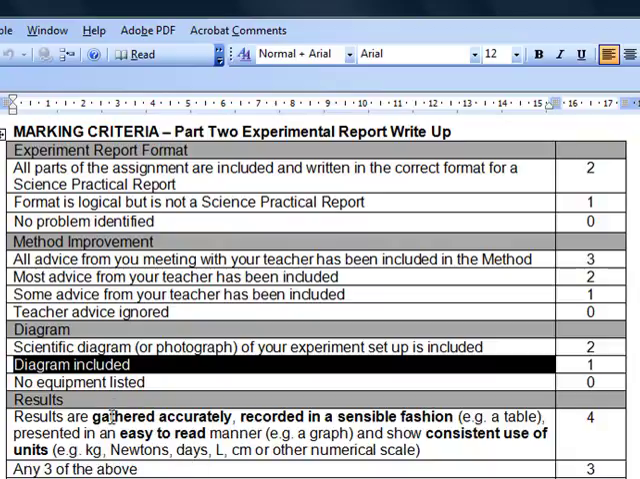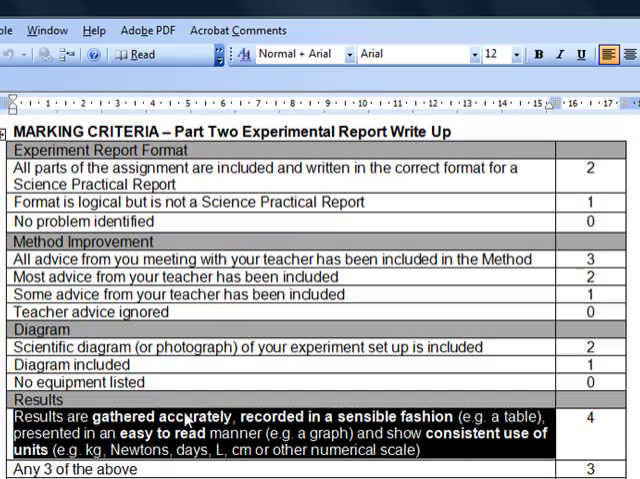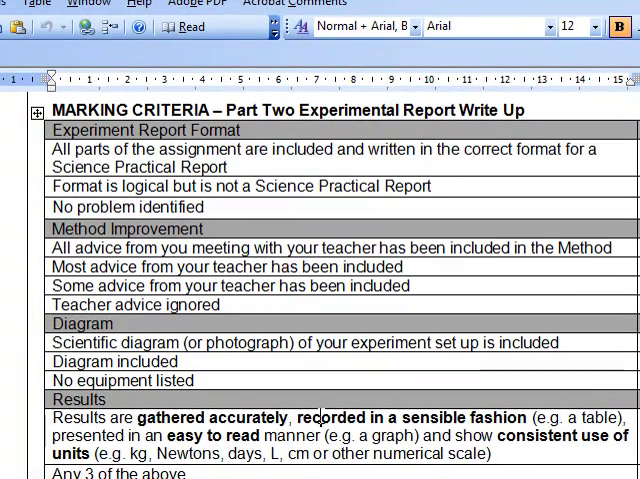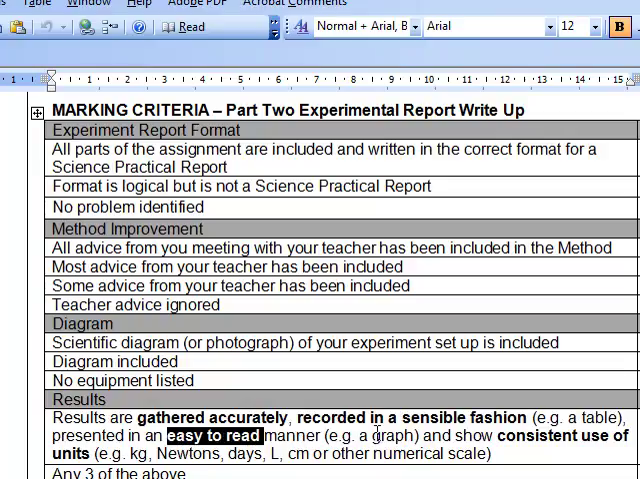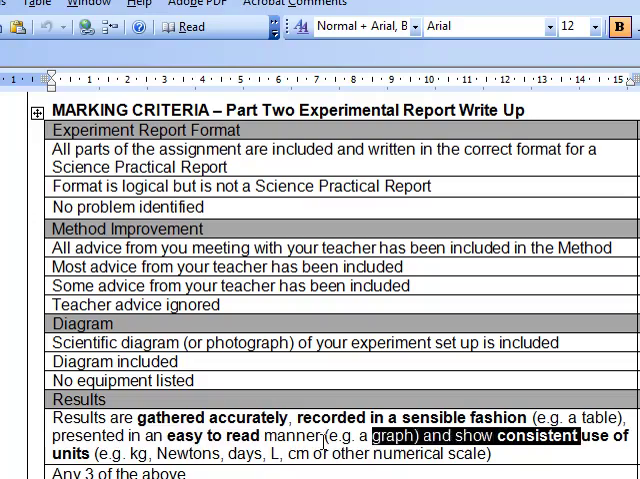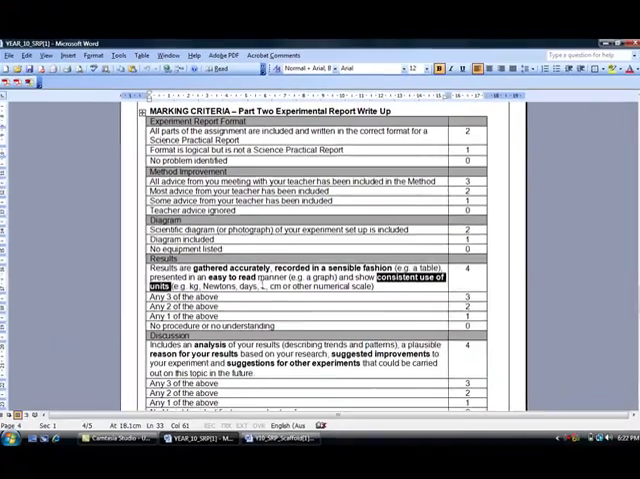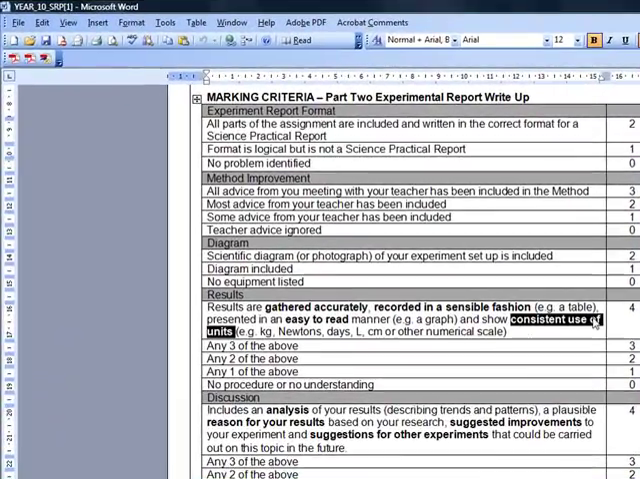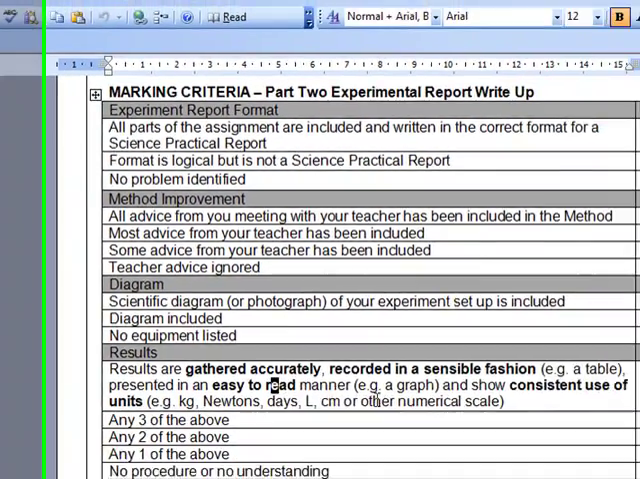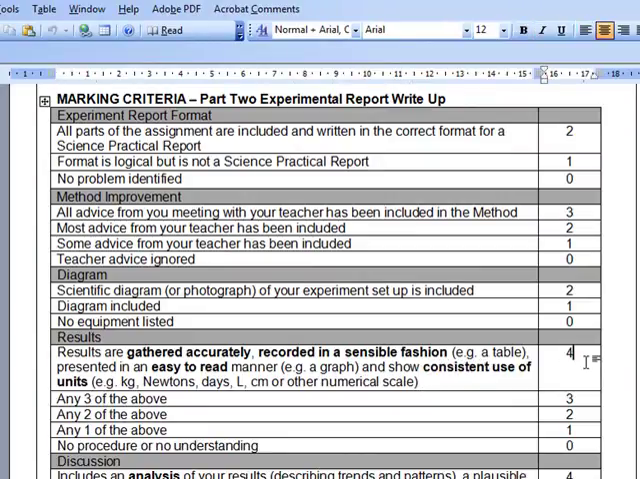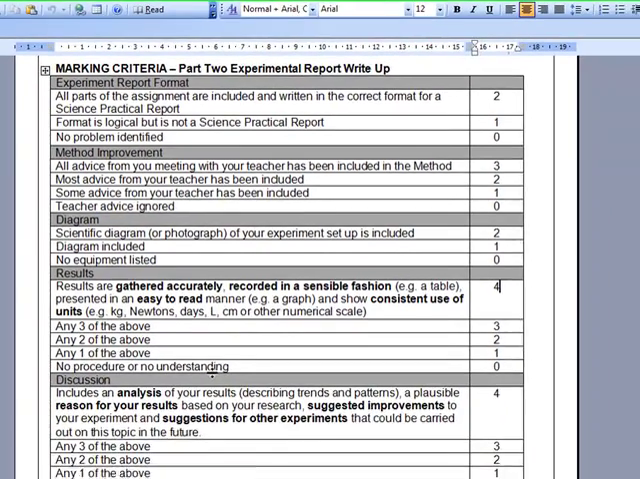Again, similarly here, you'll notice that I've used the bold here. If your results are gathered accurately, okay, as I've shown here, if they're recorded in a sensible fashion, e.g. a table, if they are easy to read, a graph, and again that I said that should be in the discussion, so just be clear on that. If you have consistent use of units, so if you have used either kilograms or centimetres or days or whatever it is, make sure you're being consistent there and showing us clearly where you're using units. 4 things. 1, 2, 3 easy to read, and the 4th consistent use of units for 4 marks. If you've only got 3 of them, 3 marks, and so on.